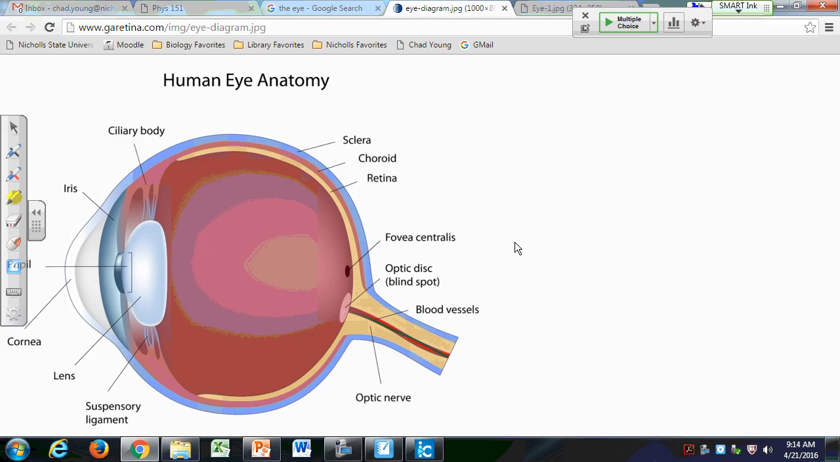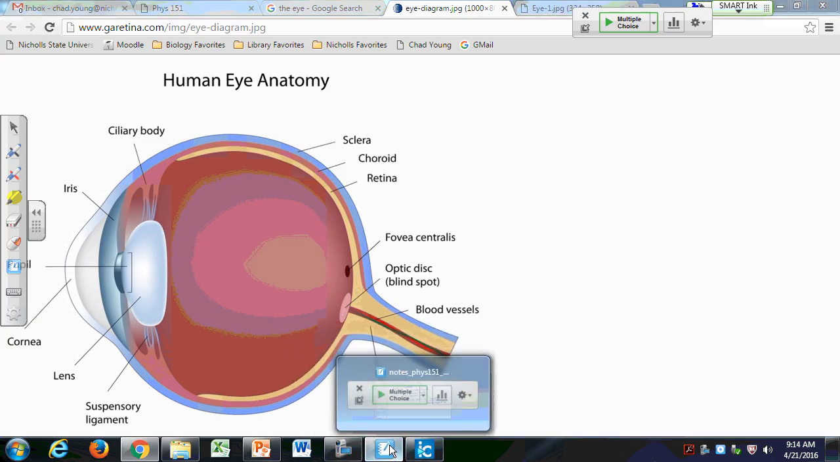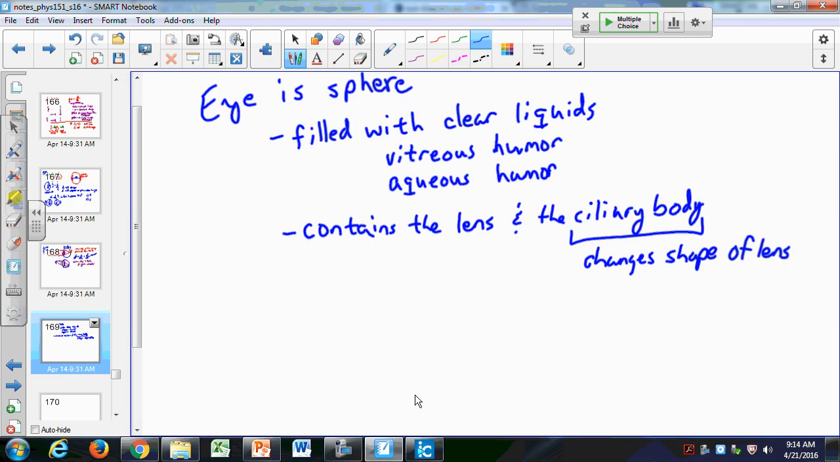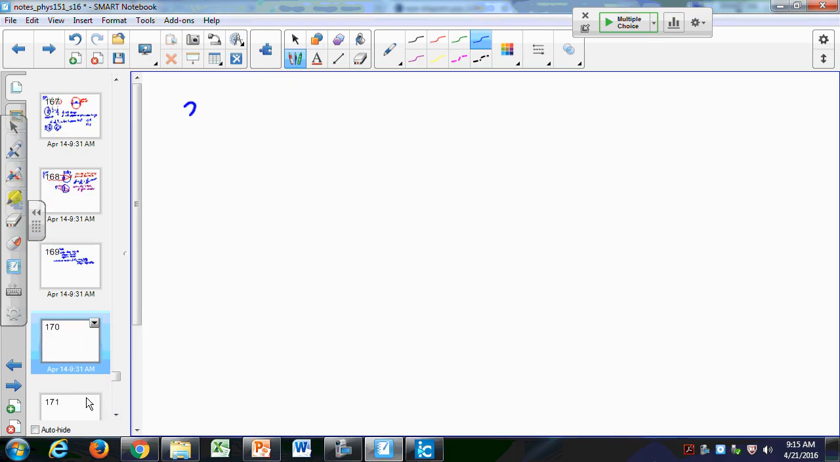Let's see, what else do we say? We'll get to these other parts in just a bit. We have three layers to the wall of the eye. Have the fibrous, which is the outside layer.